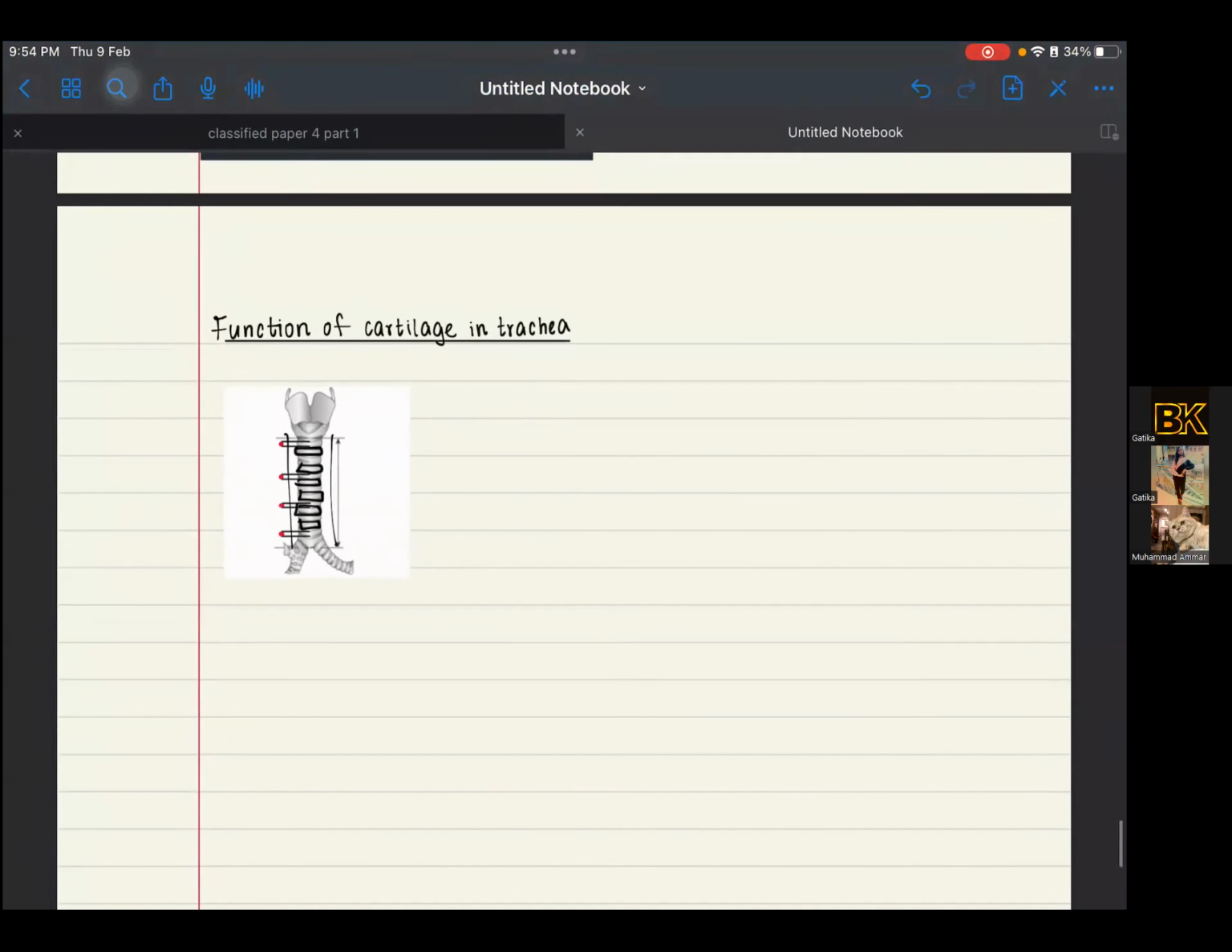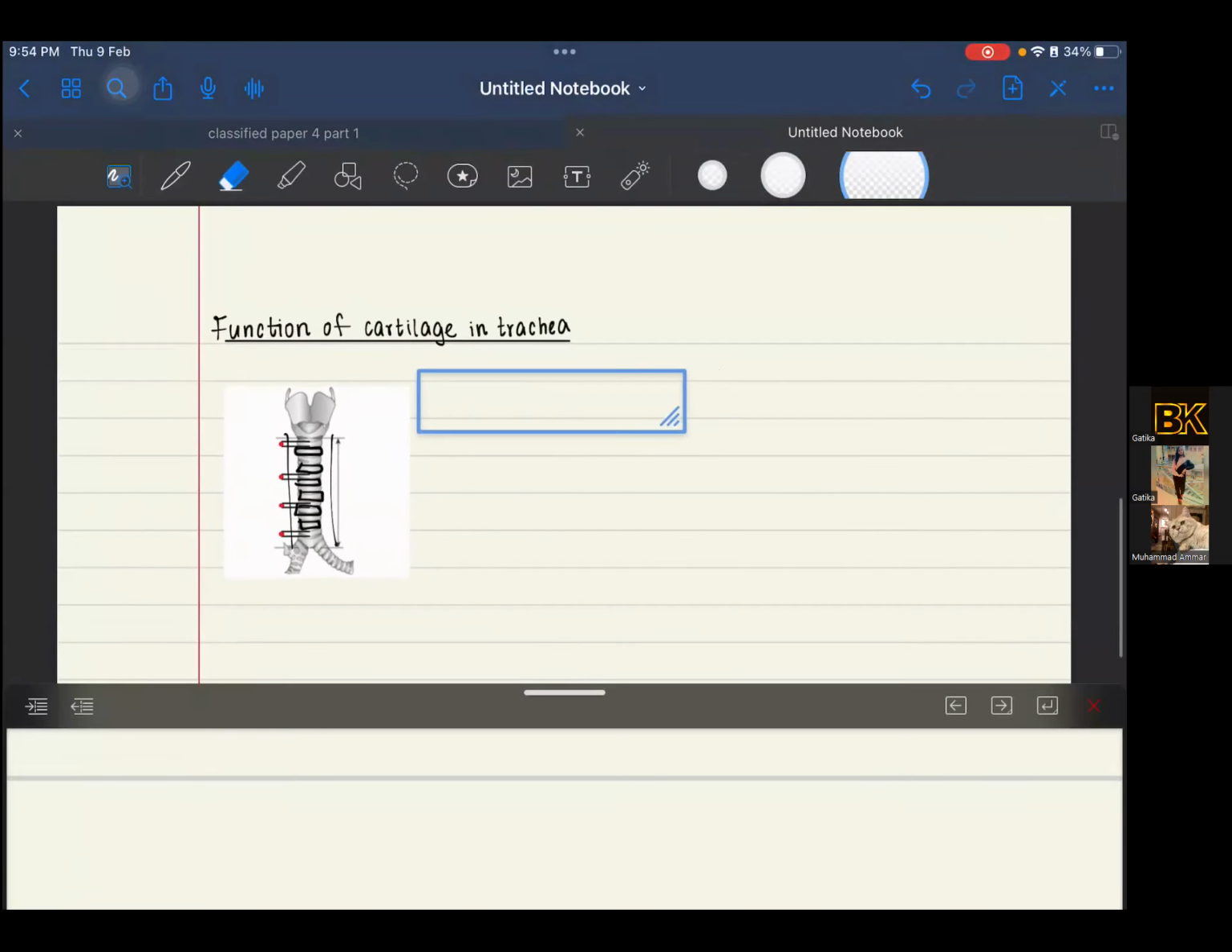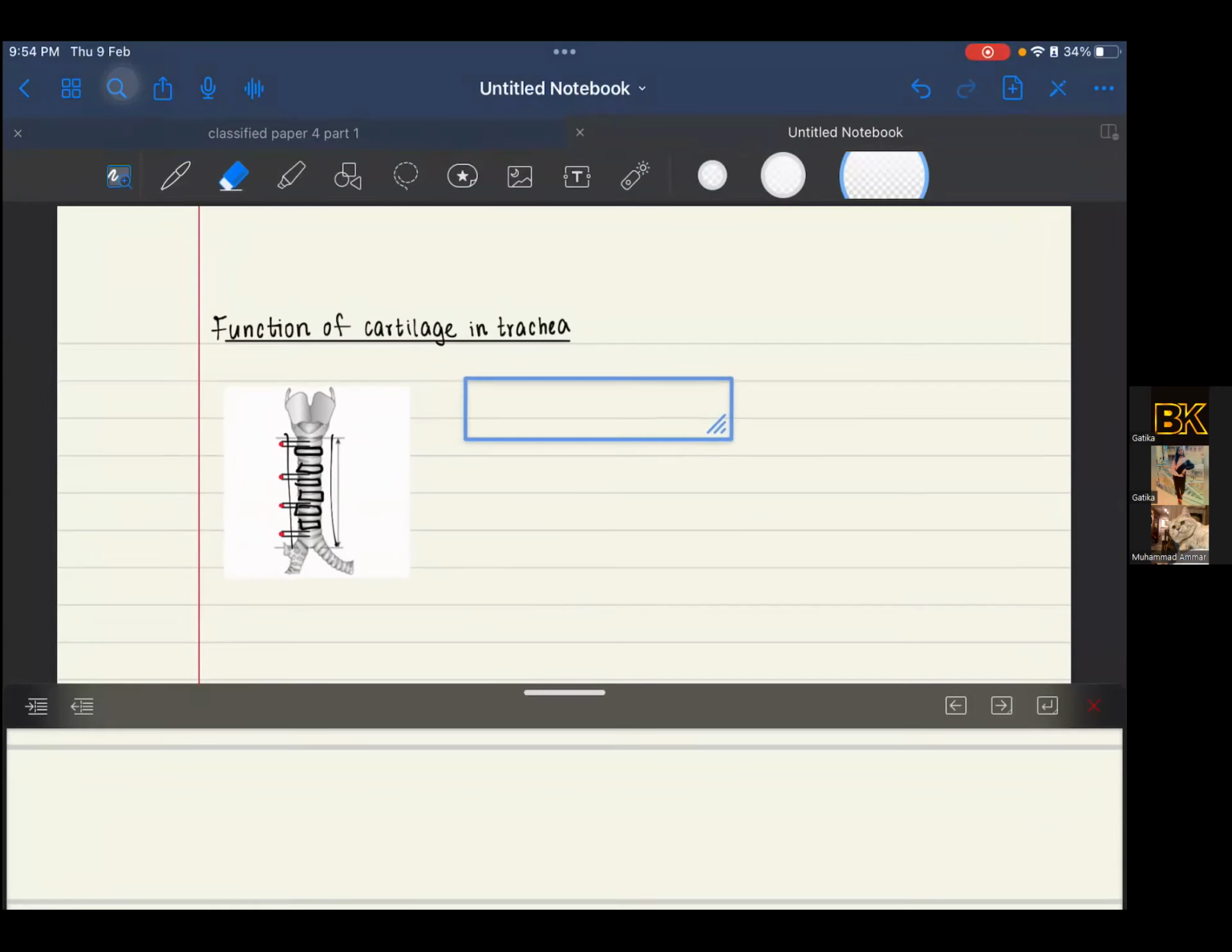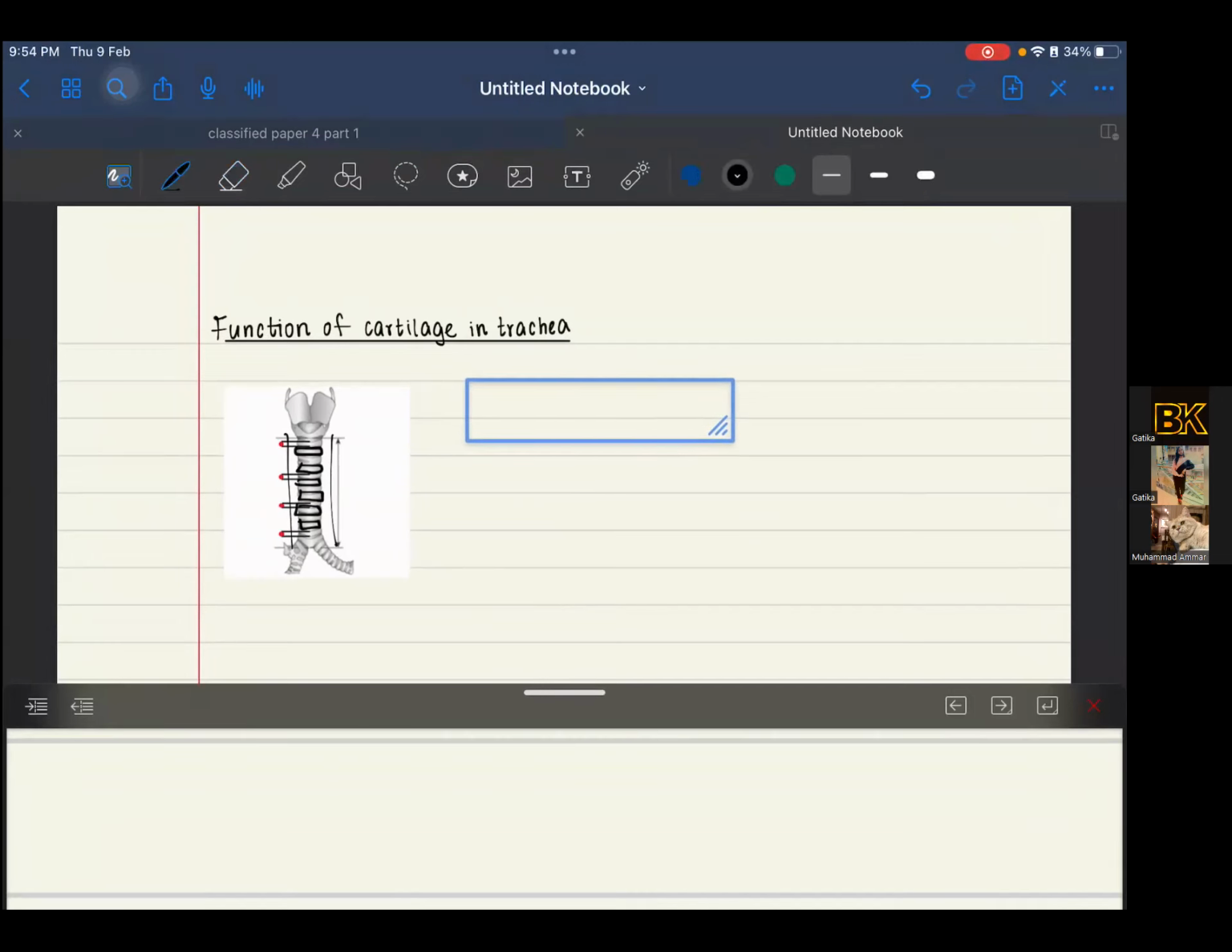Yep. Okay. I'm gonna write the point. If you have any question, you may ask. There's nothing much about it. You just have to know the function. That's it.